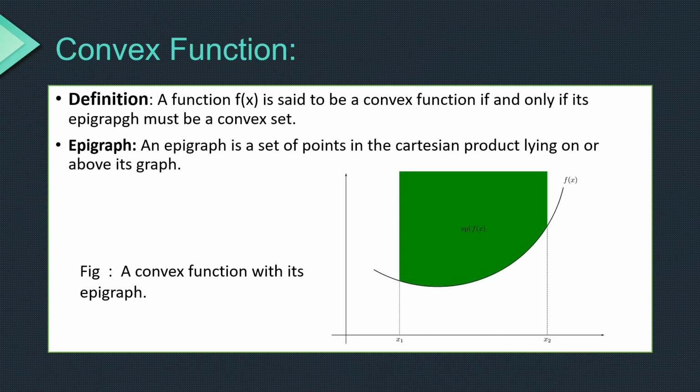Next, convex function. A function f of x is said to be a convex function if and only if its epigraph is a convex set. That means the functional graph should be above the function. Epigraph is a set of points in the Cartesian product lying on or above its graph. That means all the points should be above the function graph. Then it is called a convex function.